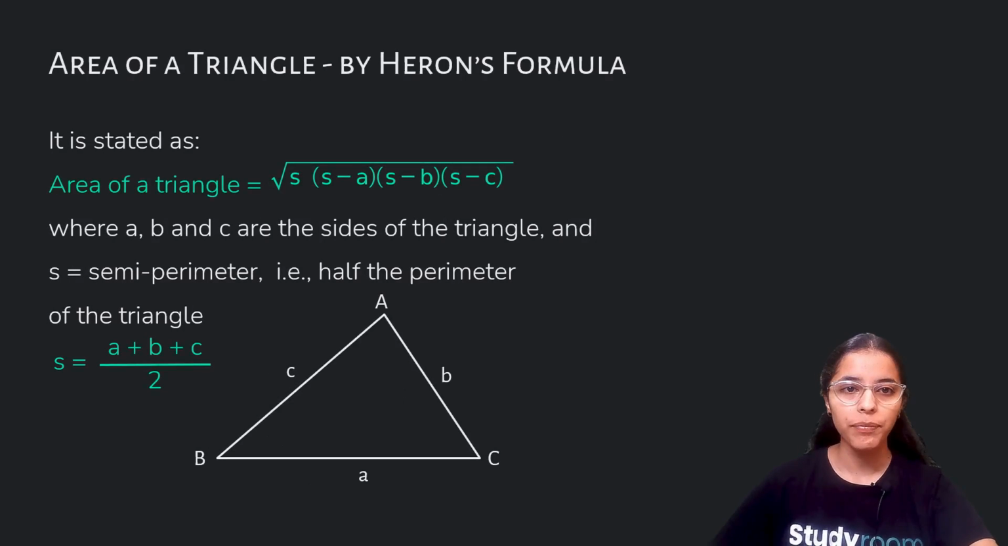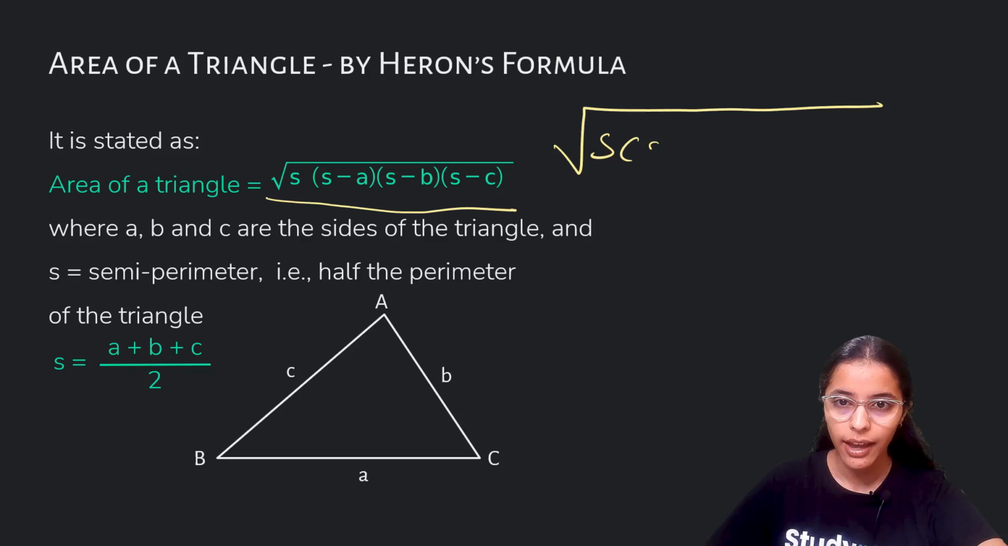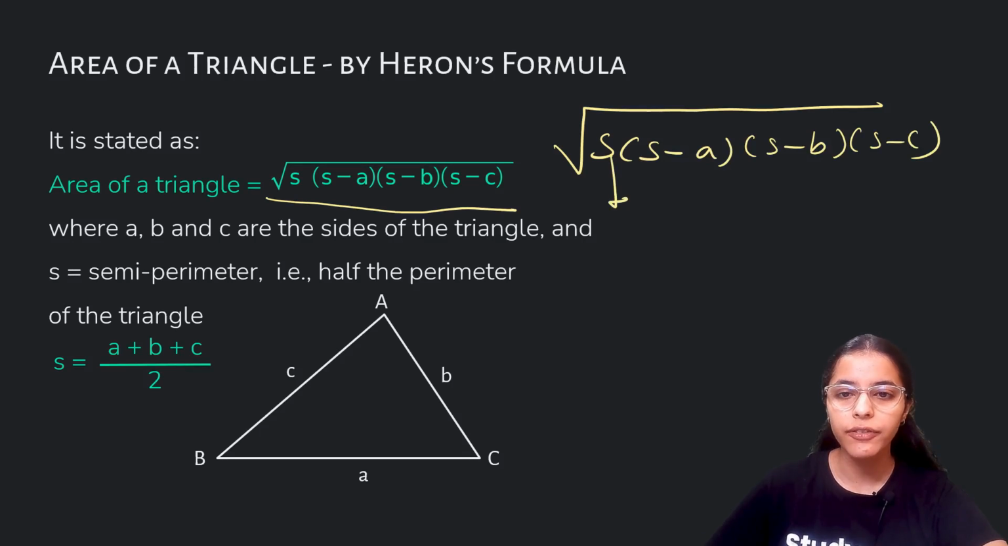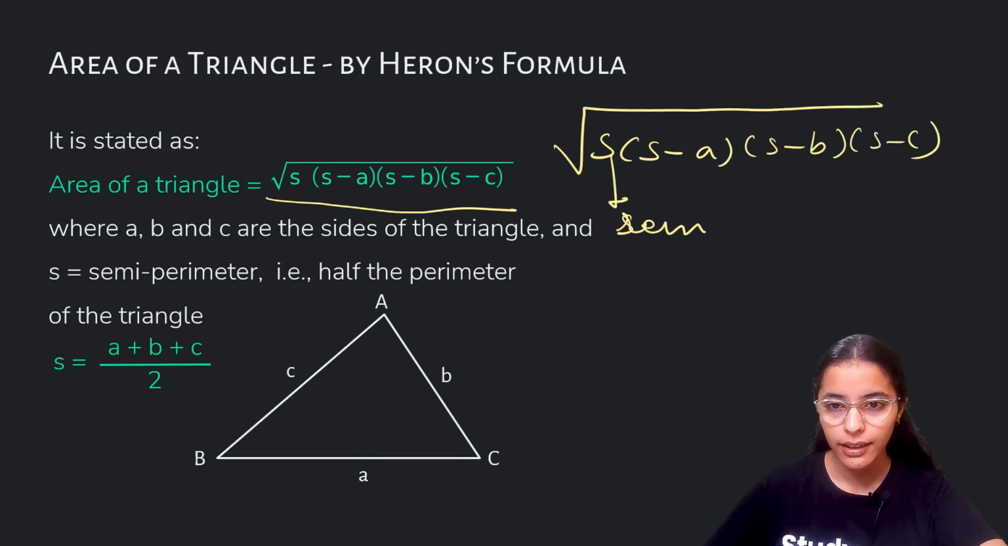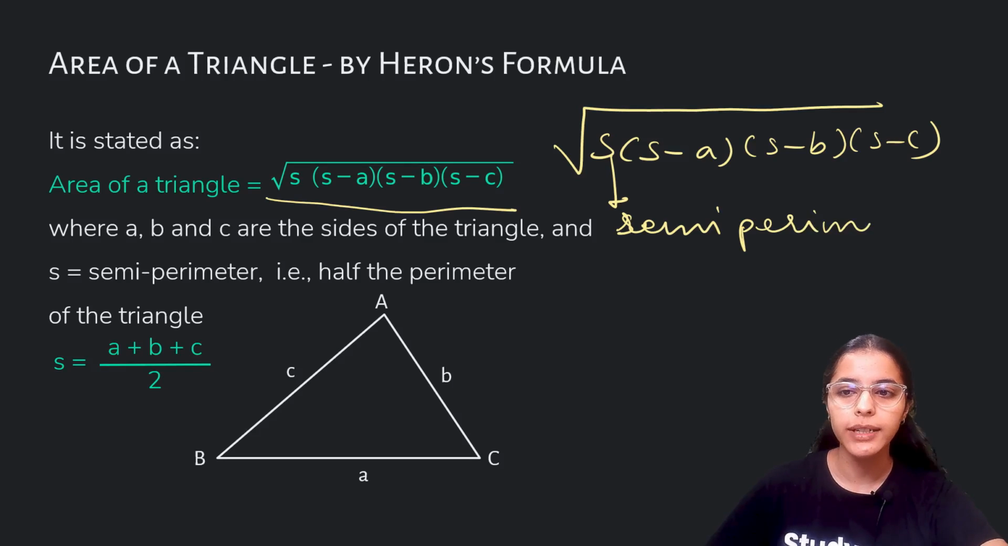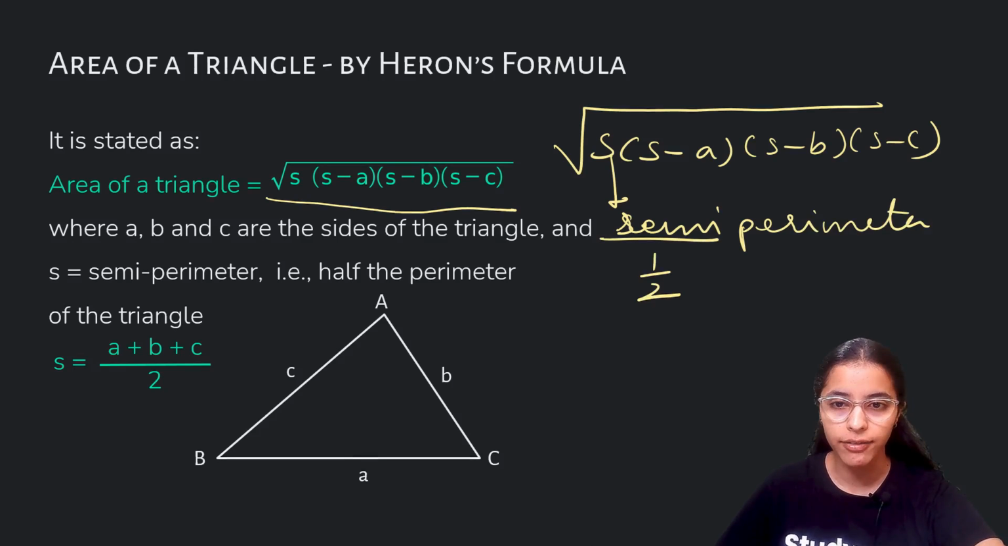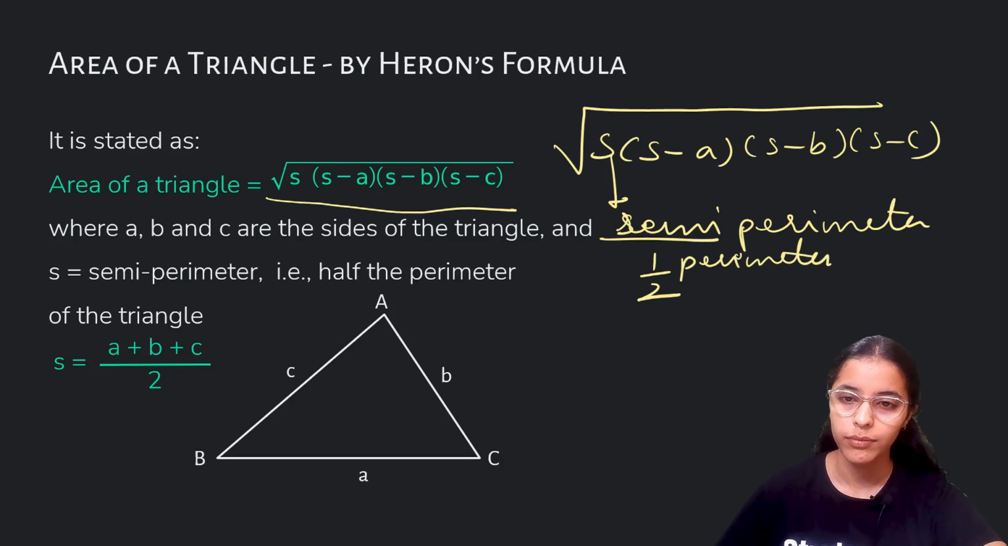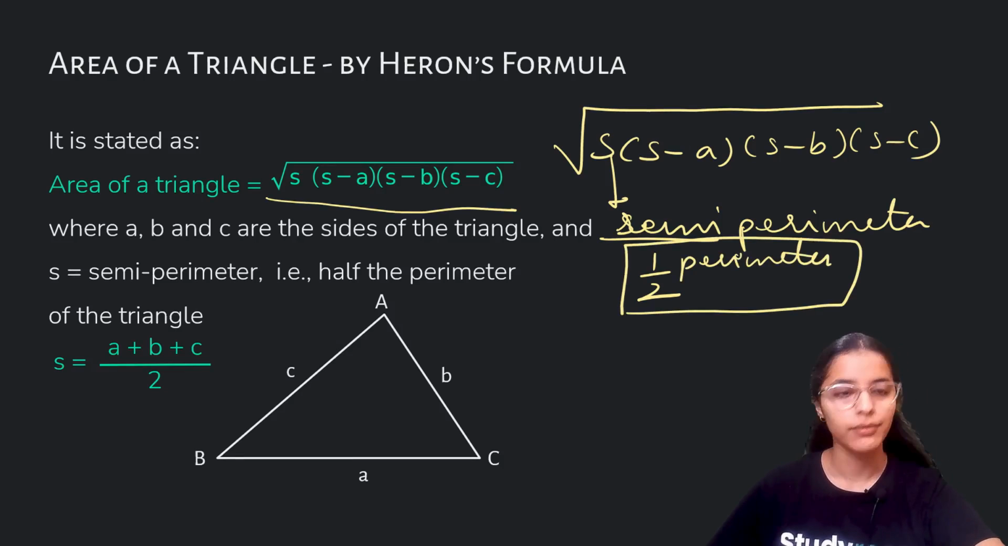Now let us see that formula. It is stated like this: area is under root s into s minus a, into s minus b, into s minus c. Here s refers to the semi-perimeter. We all know what perimeter is, right? Perimeter is the total length of the boundary. Now semi means half, so semi-perimeter would mean half of the perimeter.